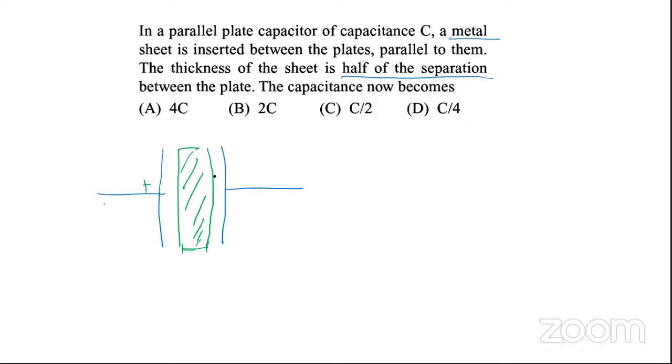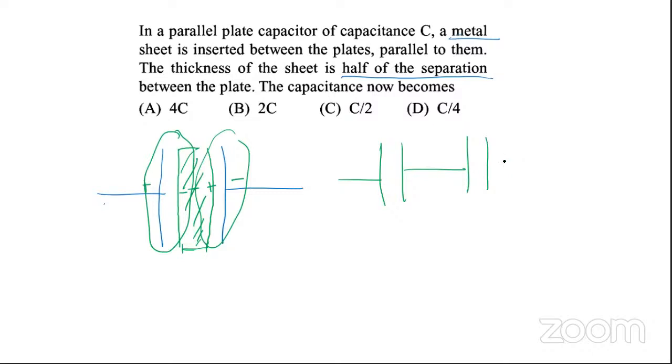Now if this was positive and negative, then this also gets induced with similar charges. So this becomes two new capacitors connected in series. Alright, so we get this with thickness. Suppose the original thickness was T, then these thicknesses will be T by 4 and T by 4.